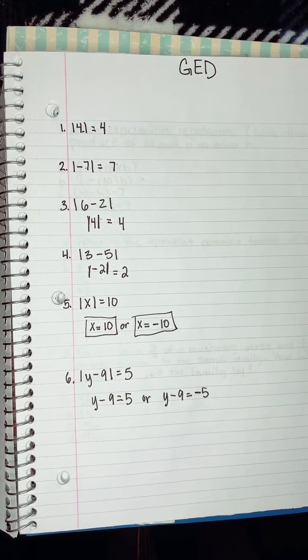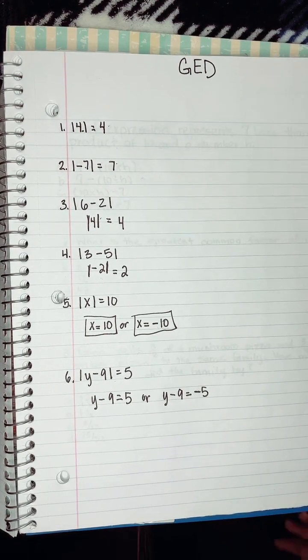Okay. Bridget said 14 or 4. I love it. 4 or 14? Beautiful. Okay.